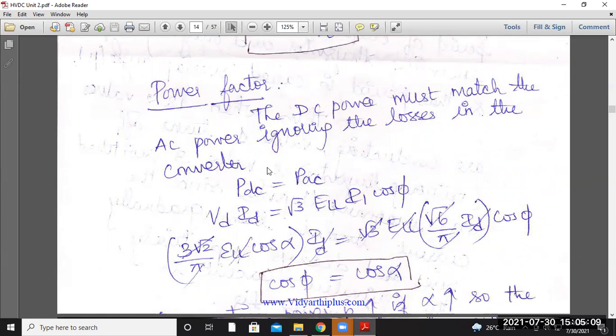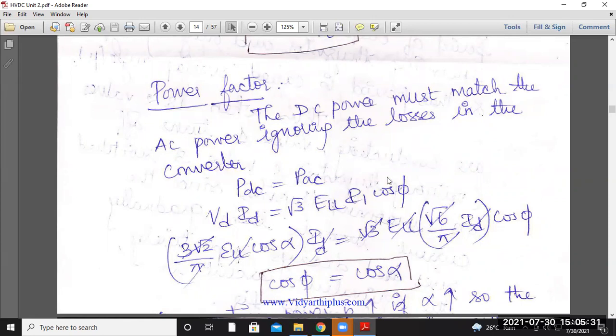Now, for the ideal case, the DC power must be equal to the AC power. For the DC power, there will be no involvement of power factor, so it is written as Vd into Id. But for the AC power, there will be some involvement of power factor, which is represented by cos phi. So the line power is given as, for this, the line voltage.